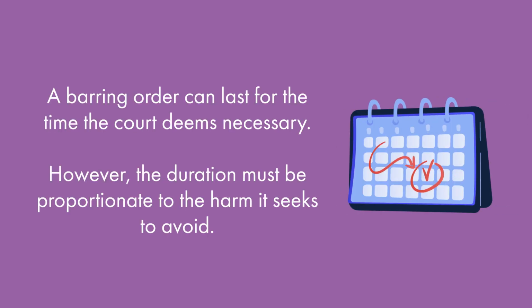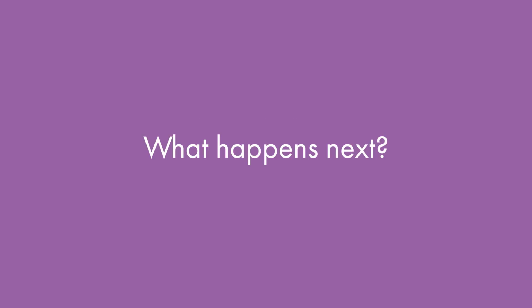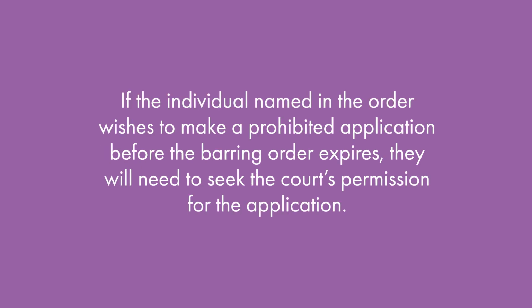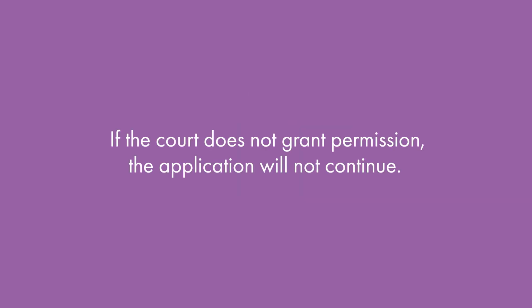A barring order can last for the time the court deems necessary. However, the duration must be proportionate to the harm it seeks to avoid. Once your barring order is granted, it will specify what applications are not permitted without the permission of the court. If the individual named in the order wishes to make a prohibited application before the barring order expires, they will need to seek the court's permission for the application. If the court does not grant permission, then the application will not be allowed to continue.